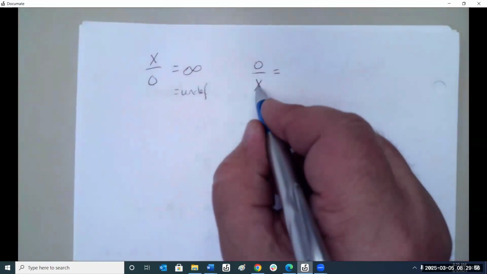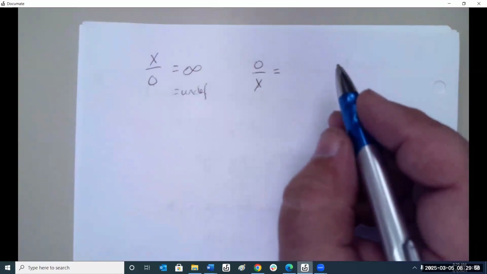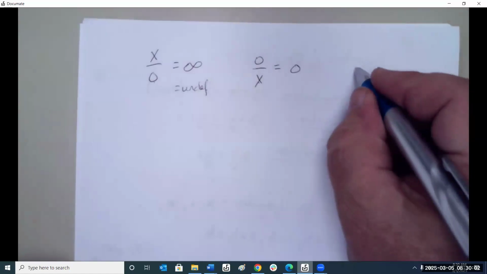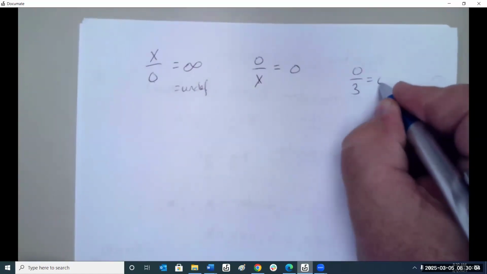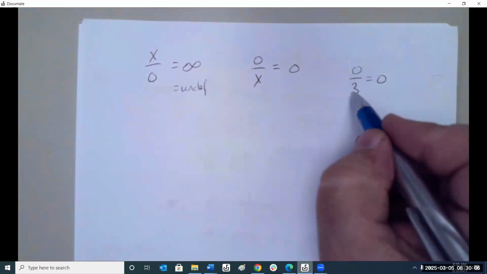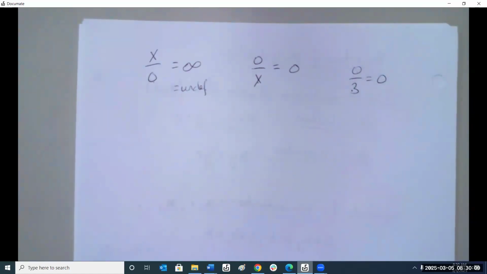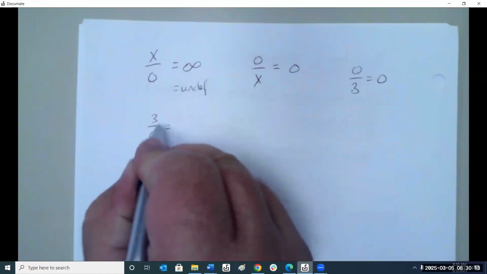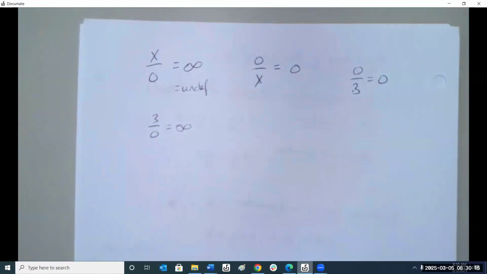How many times does a number go into 0? 0 times. For example, 0 divided by 3 is 0, because 3 does not fit into 0. Does 0 fit into 3? Yes. Infinite number of ways.